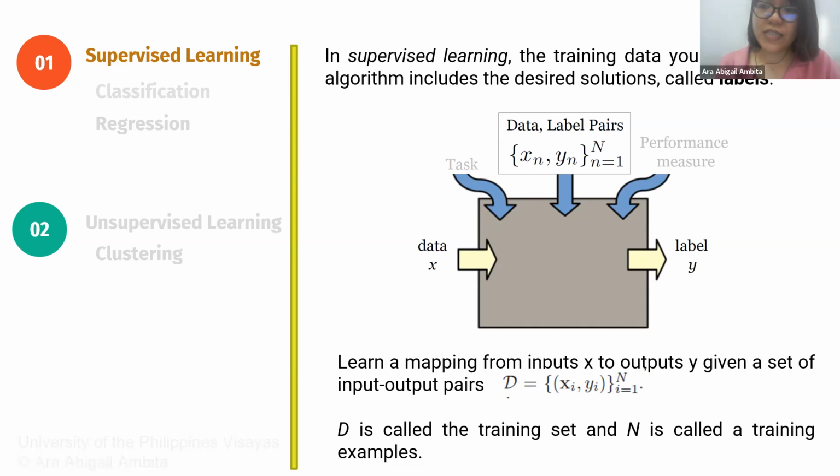We say that a model is good if it can accurately predict a certain outcome. That's why it is also important that we know which appropriate performance measures to use. This is called supervised because of the presence of the label, y, to guide the learning process.